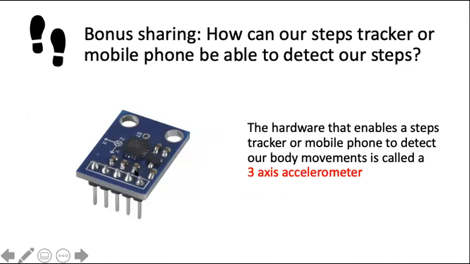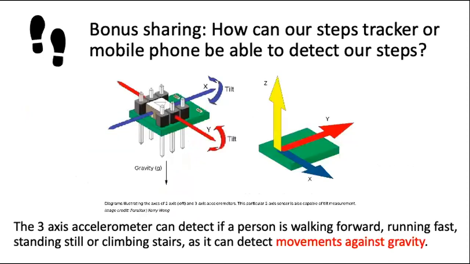Actually, our mobile phones are able to detect our steps as well. And it's using this hardware called the 3-axis accelerometer. Yes, did I say it correctly? Accelerometer. Yes. So this can detect if a person is walking forward or running fast. So running fast, you detect more and more steps, right? Or if you are standing still or climbing the stairs, it can detect movements against gravity.